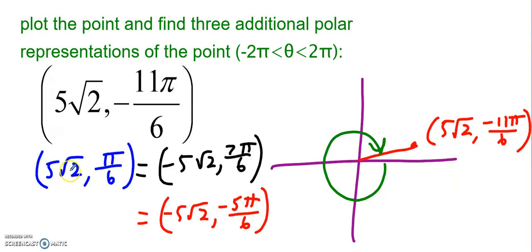Well, I could rewrite it as (5√2, π/6). That is going to be the same as (negative 5√2, 7π/6). And it's also going to be the same as (negative 5√2, negative 5π/6). Because think about, where are 7π/6 and negative 5π/6? They are on the opposite side of the origin from negative 11π/6 and positive π/6.